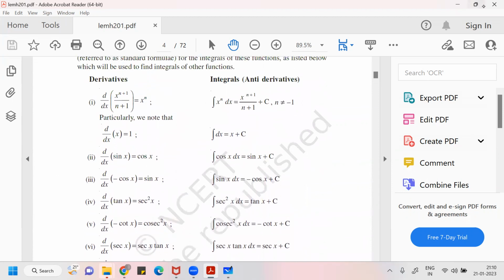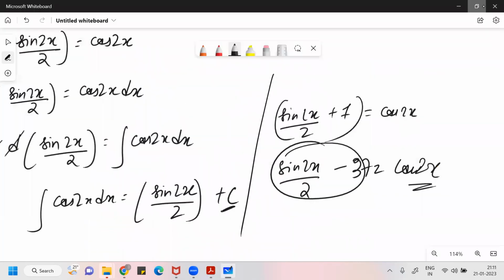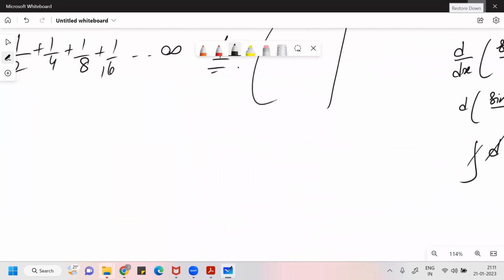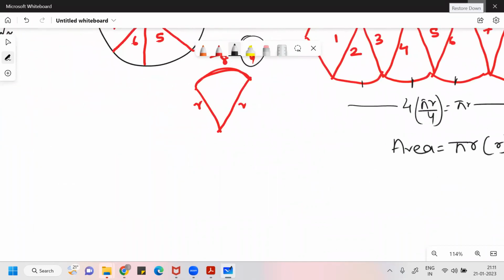When it comes to integration, integration is the inverse of differentiation, so you can see it very easily. You have to remember this. For working on the exercise problems, you need to remember these formulas. If you know these formulas, solving would be much easier for us, and we can do it very fast.